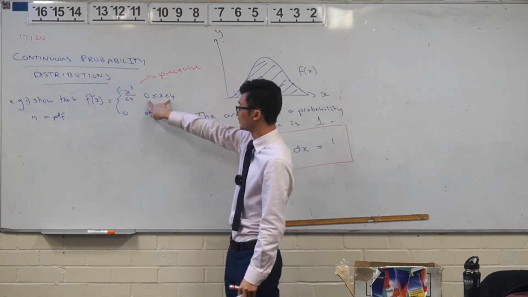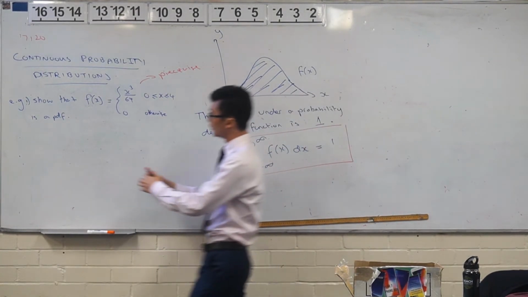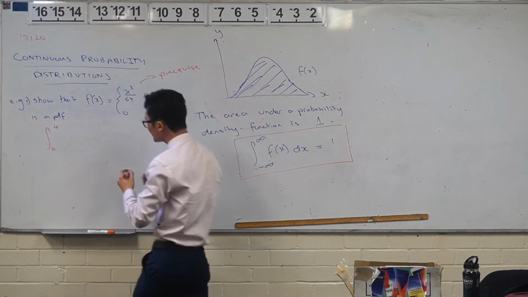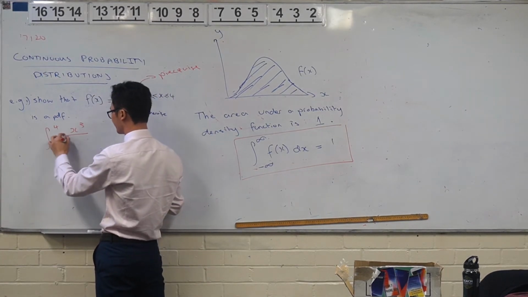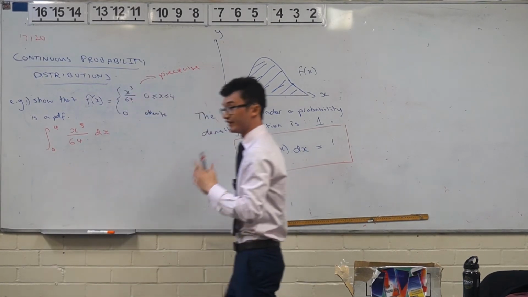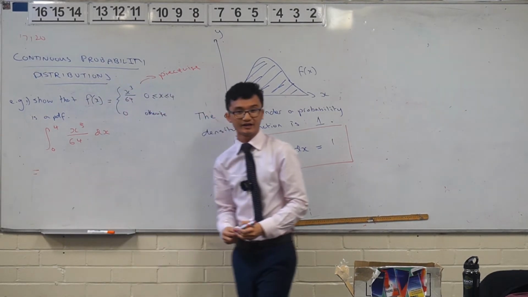So can you see how this function is only defined from 0 to 4? That's how I'm going to check whether this is a PDF. If I take the integral of this function, I want to verify that it's equal to 1. So integrals, hopefully we're really good at that now.